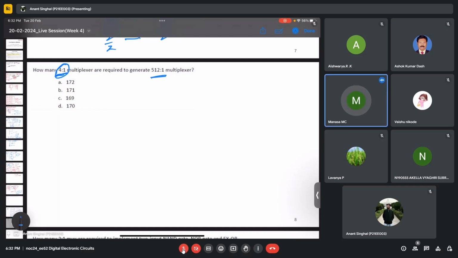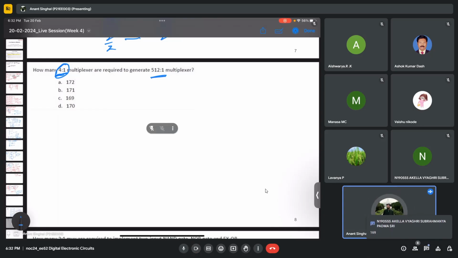Sir, in this case, what should the last remainder be? So you always have to come up with a 1 only. If the last remainder is greater than 1, then whatever the remainder is will be the last mux. Okay, sir, let me try to check this if the 1 is coming or not.